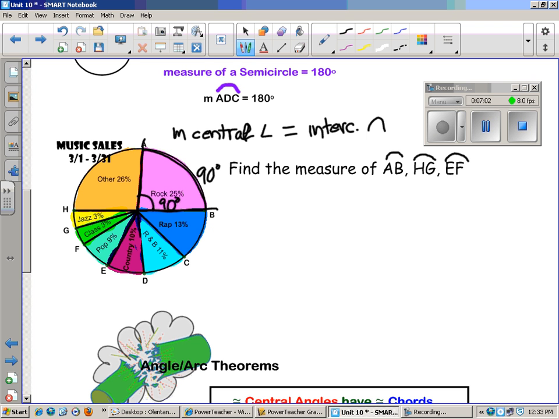13% of sales were rap albums. How many degrees is that?